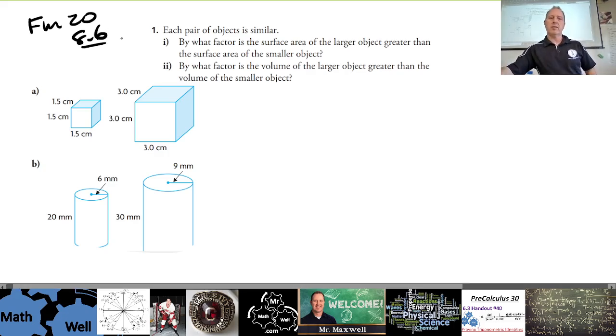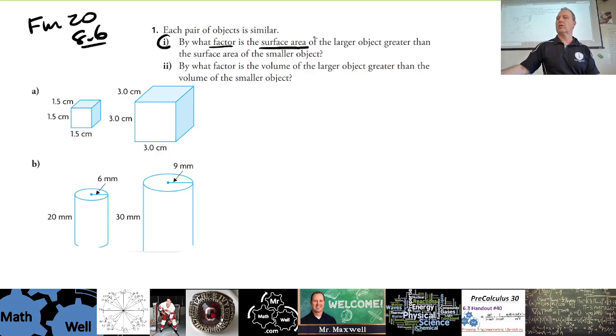So number 1 says here, Roman numeral 1 says, by what factor is the surface area of the larger object greater than the surface area of the smaller object? Now, you don't actually have to find the surface area of each to figure this out, right? What's the key between the areas? Just answer the questions that I asked. Don't be talking while I'm talking. What's the connection?